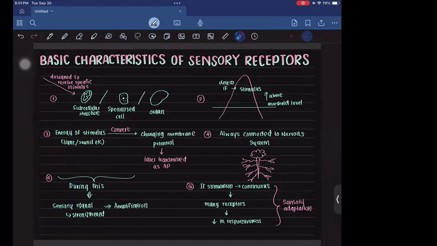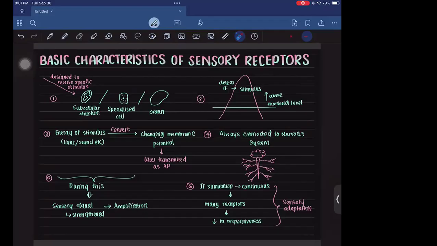If the stimulus is continuous, if it occurs for a long time, many sensory receptors have an ability to show a decrease in responsiveness. They won't mind it anymore. They will no longer find it as a stimulus. So that is known as sensory adaptation.